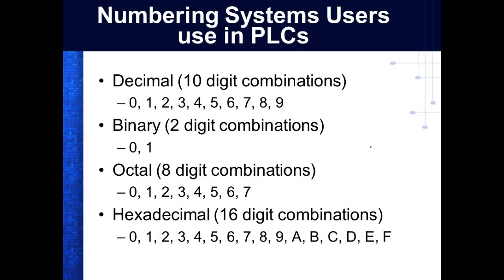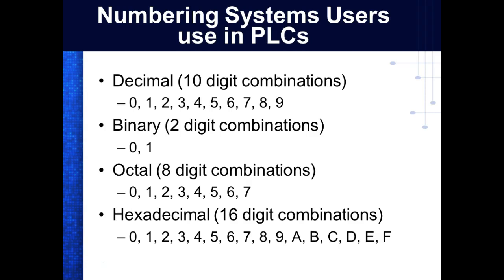So these are our numbering systems. We have decimal, which is base 10. So how many digit combinations do we have? We have 10. This is the one we're familiar with. We have a numbering system that the computer uses called binary. It's only got 2 digit combinations. It's what? 0 and 1. Octal has 8 combinations, 0 through 7. And then hexadecimal has 16 combinations.